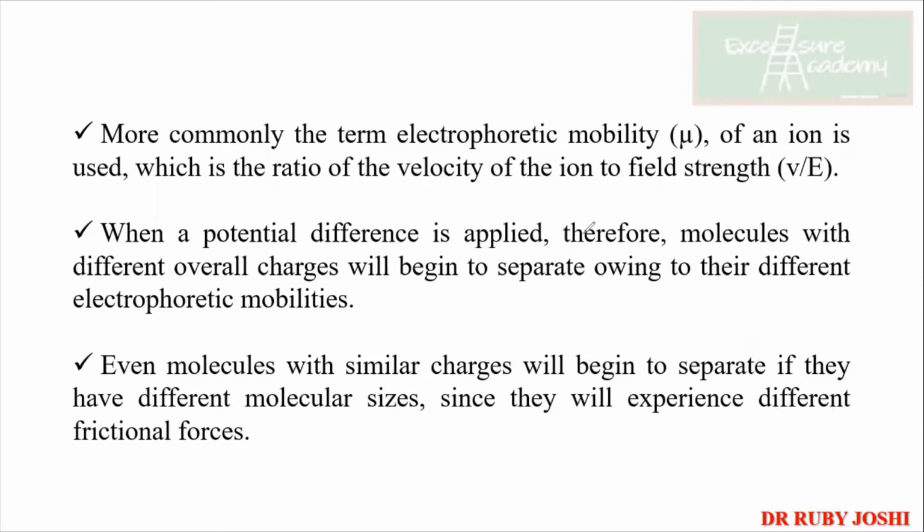Okay, so we have completed this, right? So when a potential difference is applied, molecules with different overall charges will begin to separate owing to their different electrophoretic mobilities. Okay, so even molecules with similar charges will begin to separate if they have different molecular sizes. So they will experience different frictional forces. So in the case of Agarose gel, क्या हो रहा है? Every molecule is having the same charge, right? Everyone is negatively charged. Each DNA molecule has a negative charge. Only the difference in the sizes is making them experience different frictional force. Okay, so guys, is this slide clear to everyone?